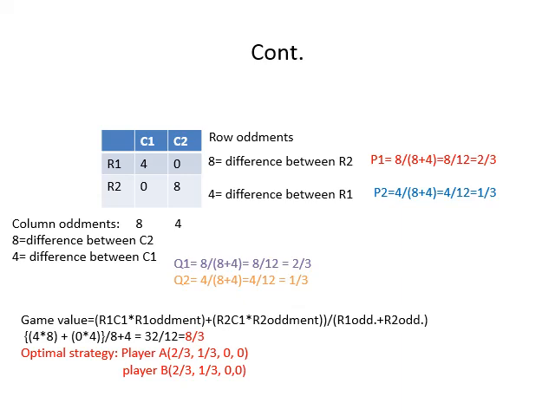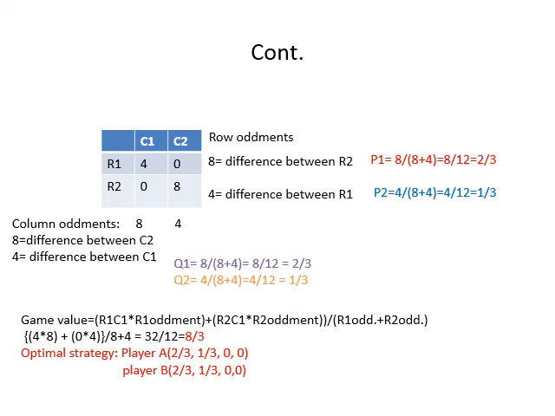Equal 4 times, just look to the column C1, 4 times 8 between brackets plus 0 times 4, over all this over 8 plus 4, equal 32 over 12, equal 8 over 3. Then 8 over 3 is the game value.